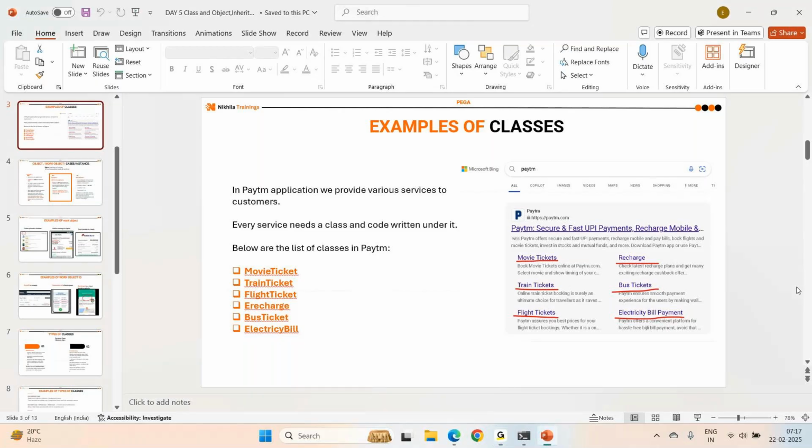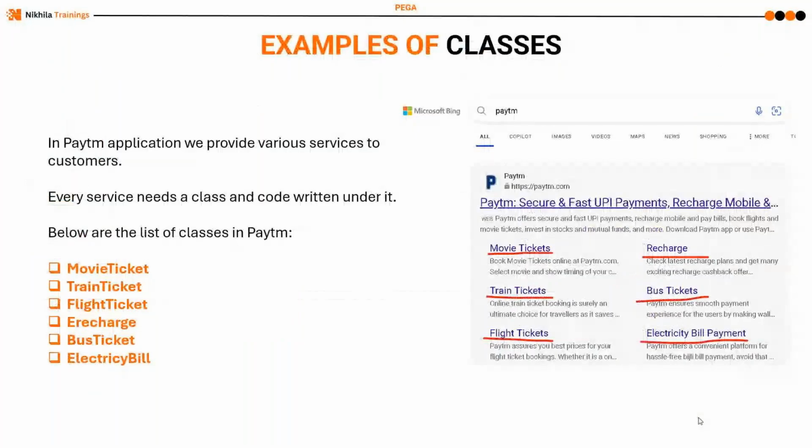Movie tickets will be a concrete class because people are going to log in into the application, run the code under the movie ticket, and book a movie ticket. So a work object is getting generated. That is movie ticket. Similarly, flight ticket. People will log in into the application, execute the code, and book a flight. So one work object is created. So concrete class. Electricity bill payment. You make the payment, a work object is created. So it's a concrete class.